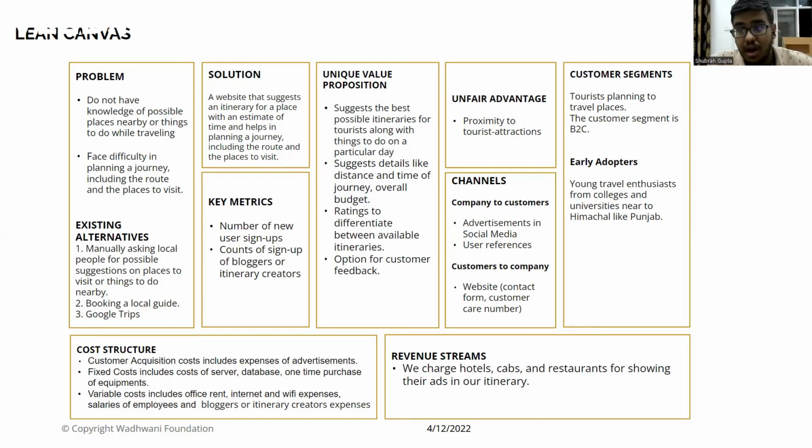The key metrics are how many users sign up on our website, and the count of the number of bloggers or itinerary creators. The cost structure is that we would have to pay for the advertisements. We would also have to pay fixed costs such as one-time purchases of equipment. Variable costs include the office rent, internet and Wi-Fi expenses. Also, the salaries and itinerary creators' expenses should be covered in variable costs.